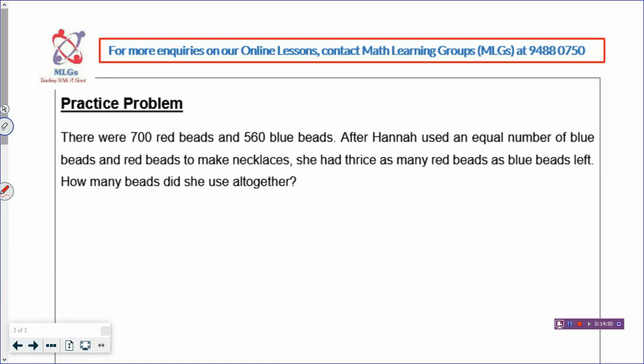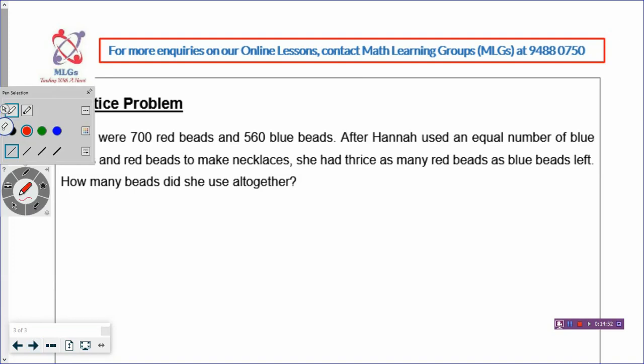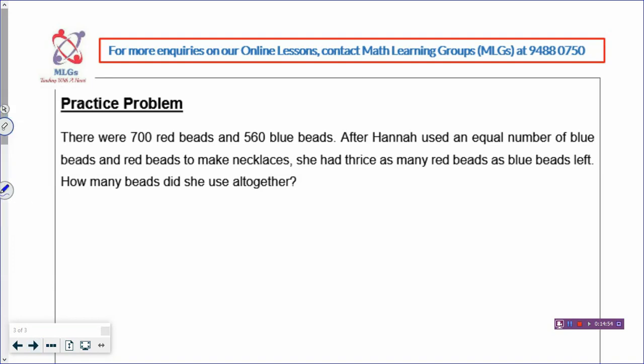All right, so have you worked out the answer? Now let's draw out and see. There were 700 red beads and 560 blue beads. After Hannah used an equal number of blue beads and red beads to make necklaces, immediately the difference is unchanged when you see a sentence like this. Now she had 3 times as many red as blue beads left. So how many beads did she use altogether?